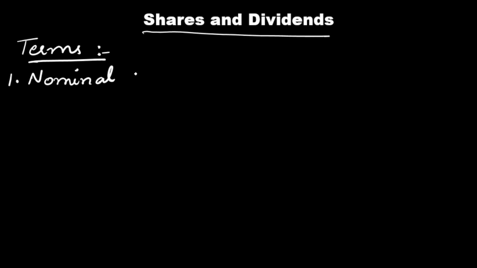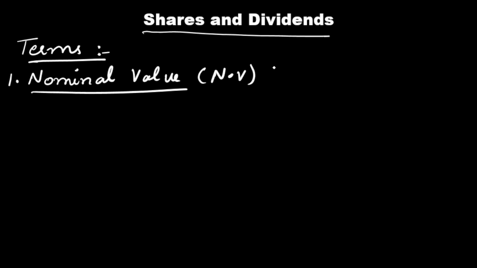First of all, the terms which you should know here that I am going to explain. The first term is nominal value. Normally we can write it as NV. Nominal value is the value of the share which is fixed. It will not change. So nominal value is that value of share which is fixed, which is not going to change.